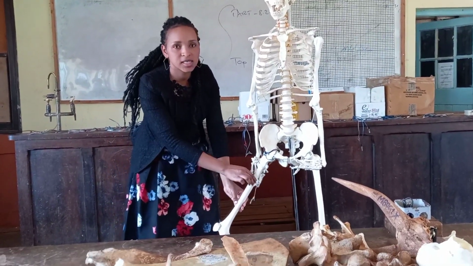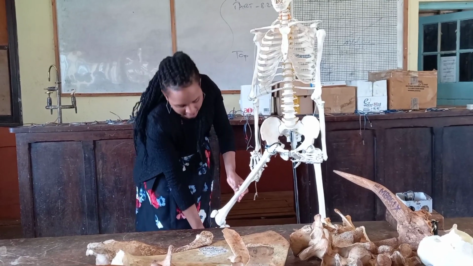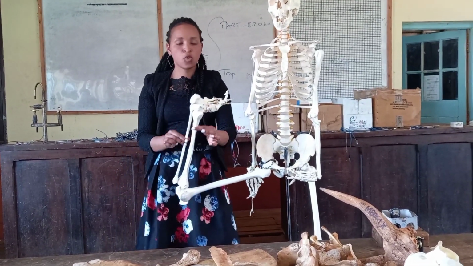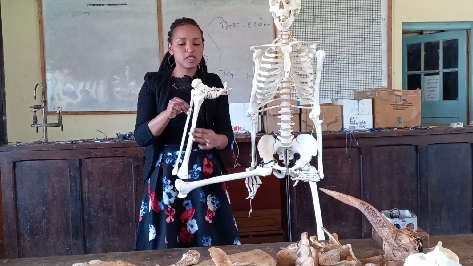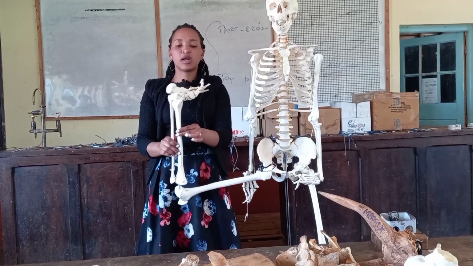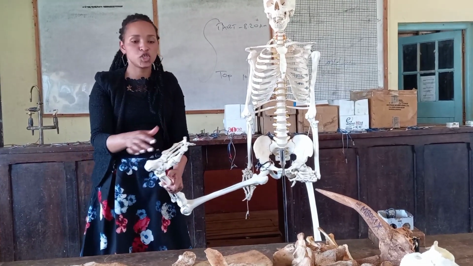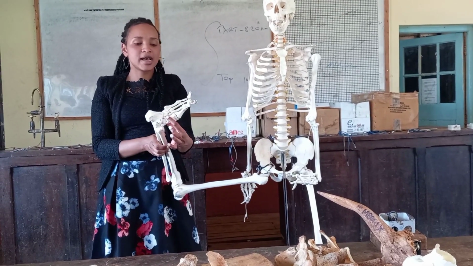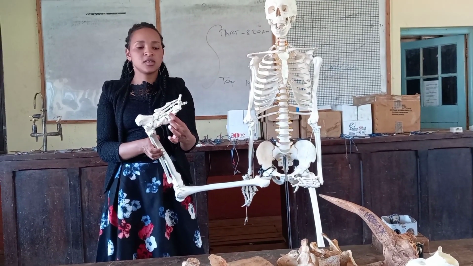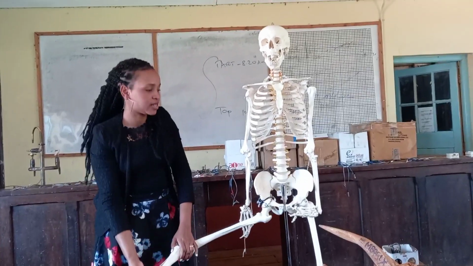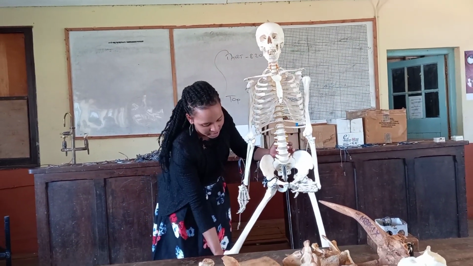Upper here, what is this? This is the femur. Then over here we have one bigger than the other. This one is the tibia, this one is the fibula. Then down at the feet, what do you have here? Tarsals, metatarsals, and at the toes we have phalanges. So that is the summary of what we've just done in this class.